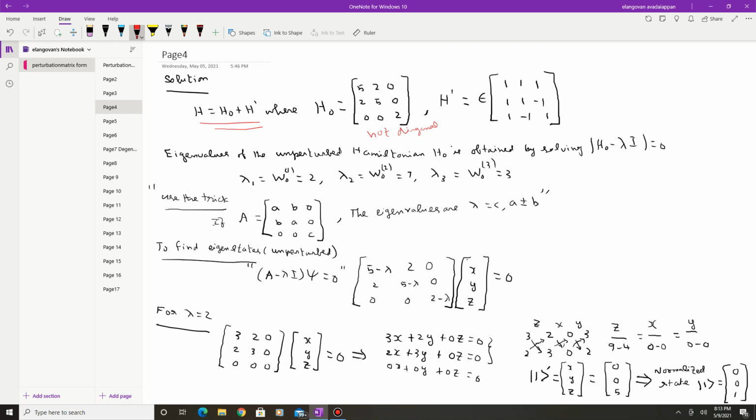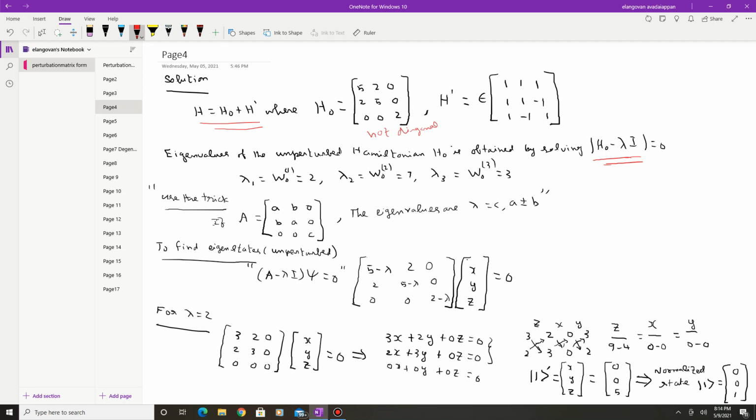If it is a diagonal matrix, the diagonal elements are the eigenvalues. So in our previous problem, you have easily written the eigenvalues. But here you have to write down the equation, find the determinant h naught minus lambda I, which is equal to 0, and solve the characteristic equation. Once you solve this characteristic equation for this h naught, we can easily find the eigenvalues.